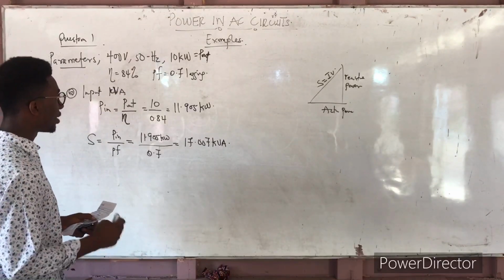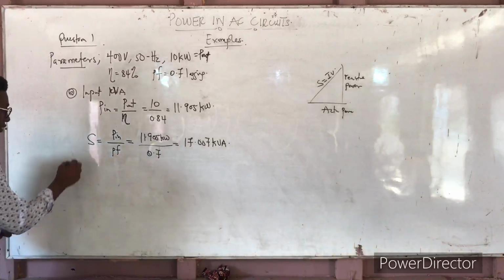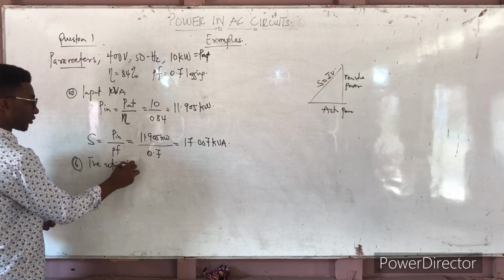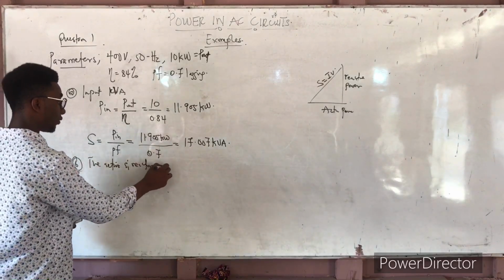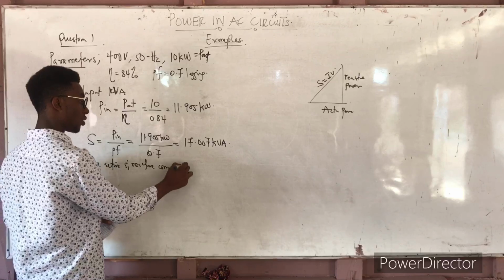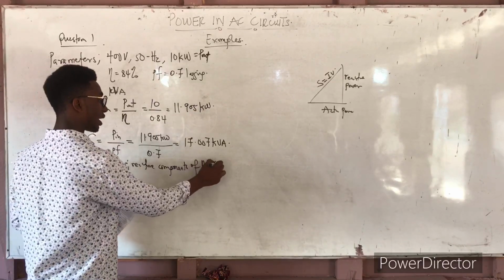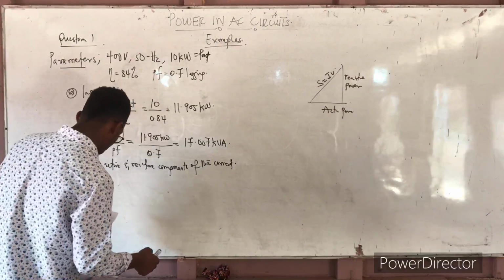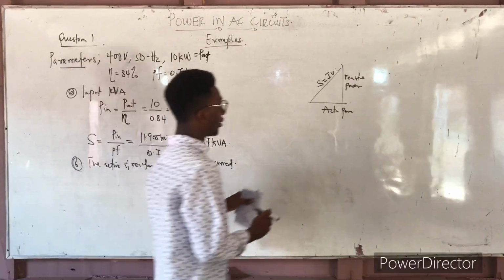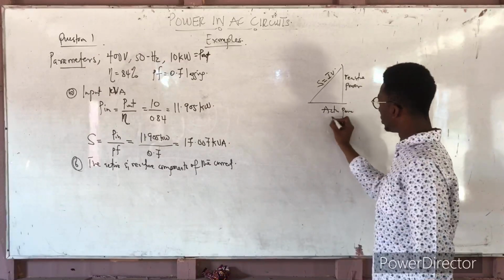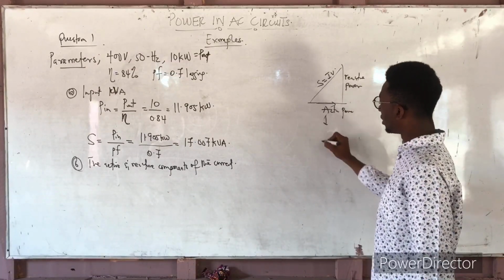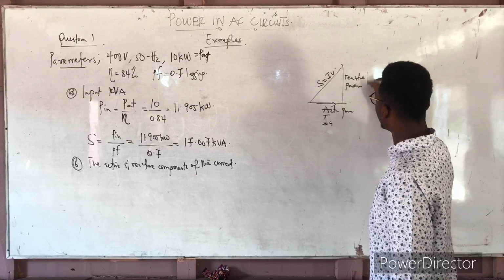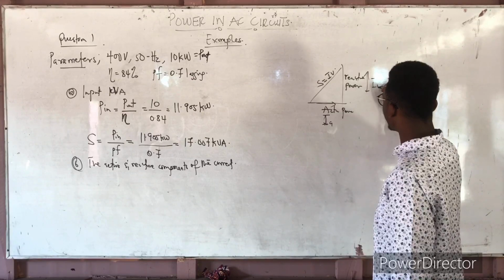Now the second question says we should find the active and reactive components of the current. Realize that there is a current that will pass through the active part. Let's say that current is IA. There is also a current that will pass through the reactive part. Let's say that current is IR.